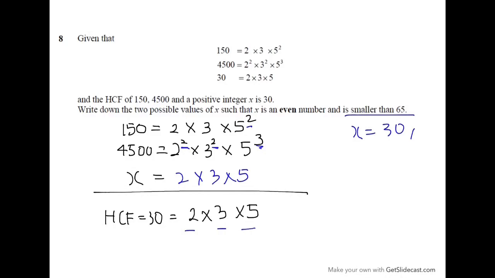So if I were to multiply by one more 5 and make it become 5 square, this number will actually be more than 65. Hence, we cannot do that. If I were to multiply this whole number 30 by another one more 3 to make it become 3 square, this number will become bigger than 65, and it cannot be. So our last choice will be to multiply this number by 2 square, where the number will become 60, and this number is still smaller than 65. So therefore, x can be 30 or 60.